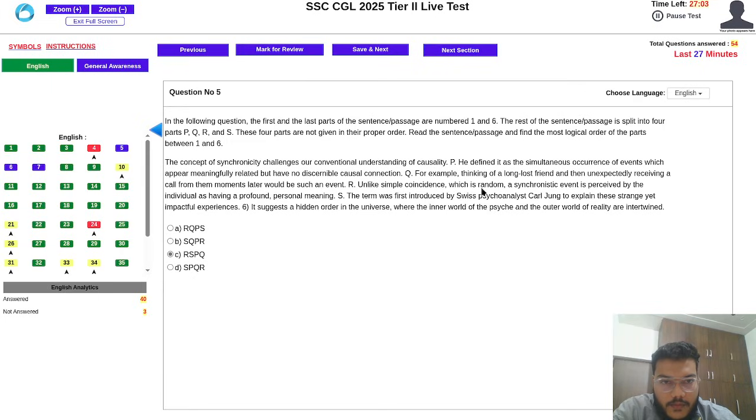Unlike simple coincidence, which is random, a synchronistic event is perceived by the individual as having a personal meaning. The term was first introduced by Swiss psychoanalyst Carl Jung to explain these strange yet unforgettable experiences. He defined it as the simultaneous occurrence of events which appear meaningful but have no definite causal connection. For example, thinking of a lost friend and then unexpectedly receiving a call from them would be such an event.